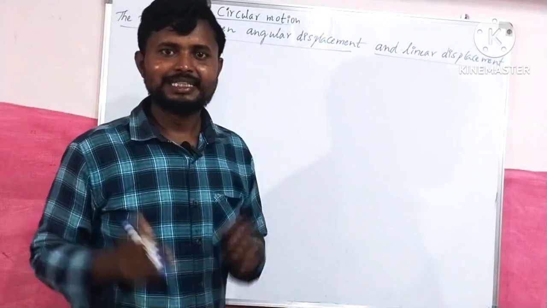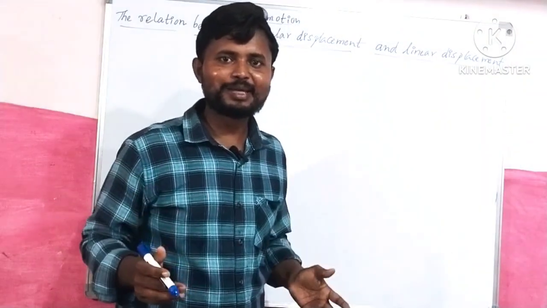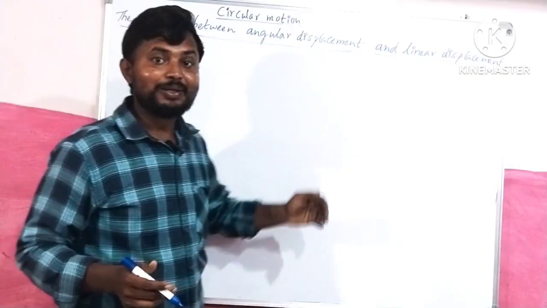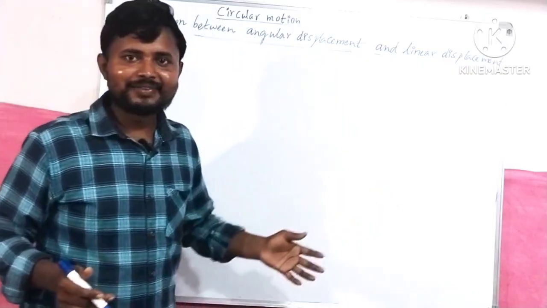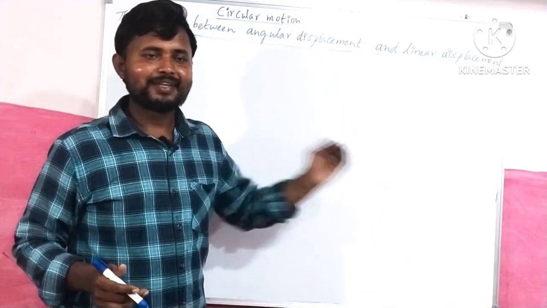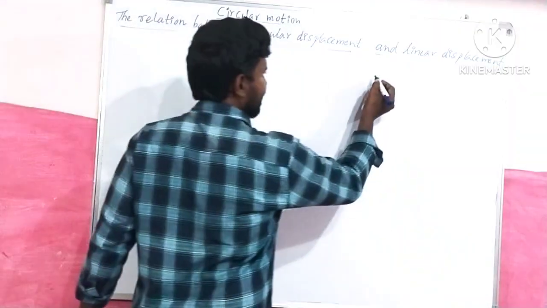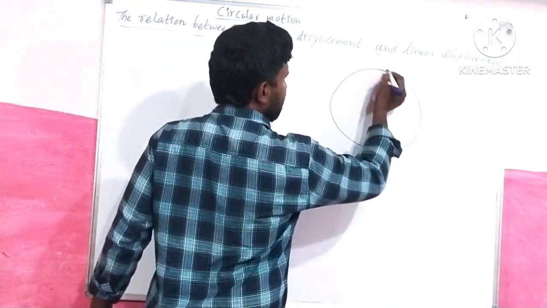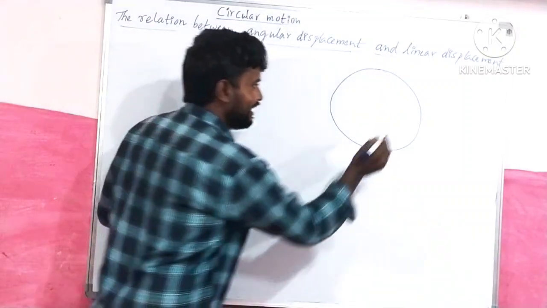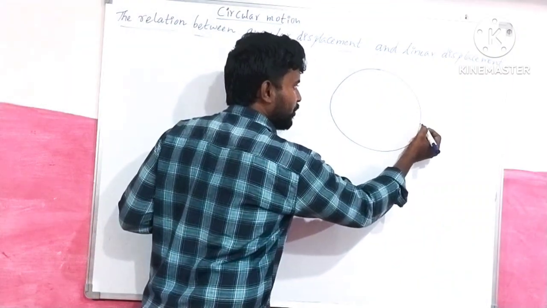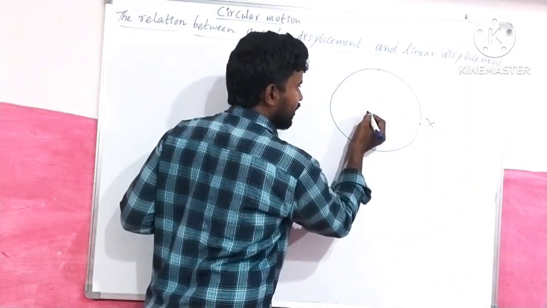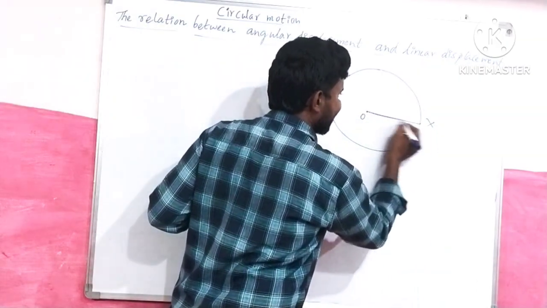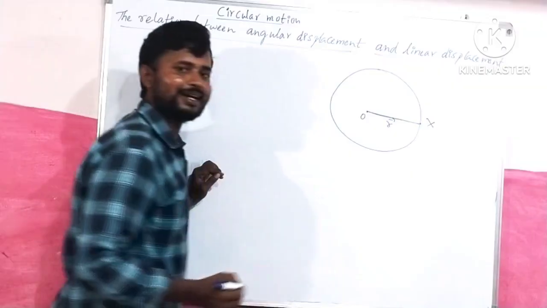Students, in this video I will explain the relationship between angular displacement and linear displacement, and between angular velocity and linear velocity. For example, here a particle moves in a circular path. The position of the particle is at point x. This is the origin, and with respect to the origin, this is the radius vector r bar.